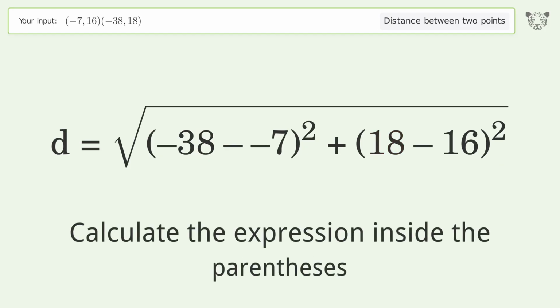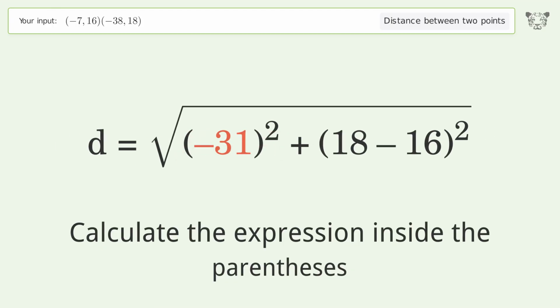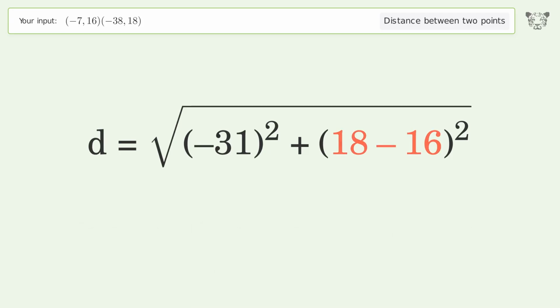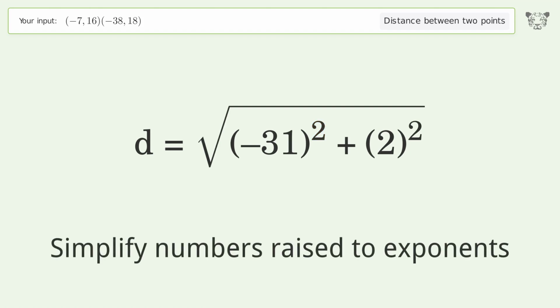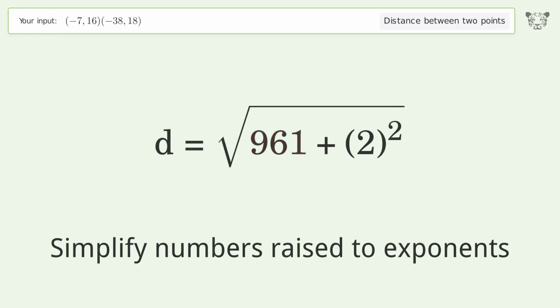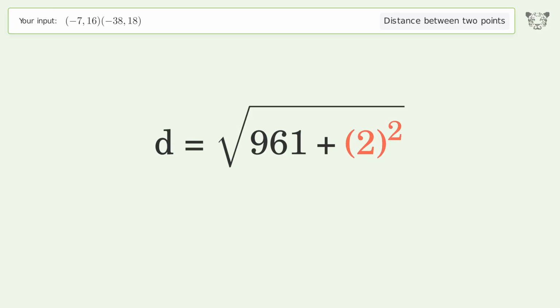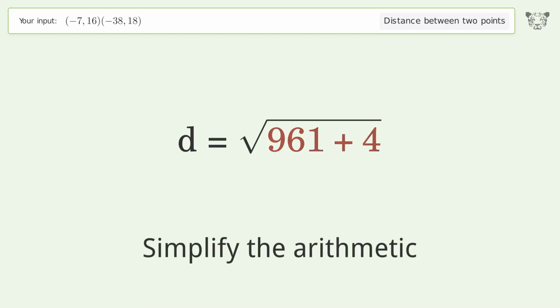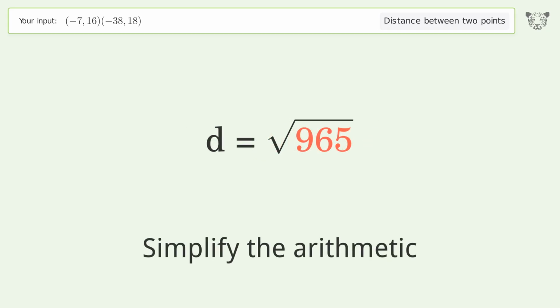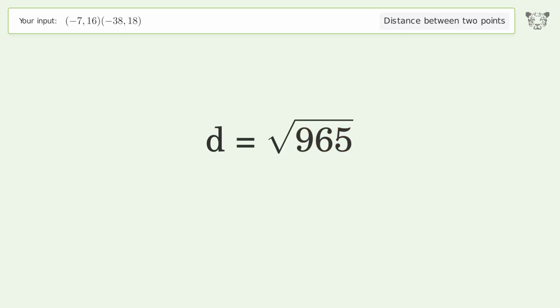Calculate the expression inside the parentheses. Simplify numbers raised to exponents. Simplify the arithmetic. And so the distance between the 2 points is the square root of 965, or 31.064.